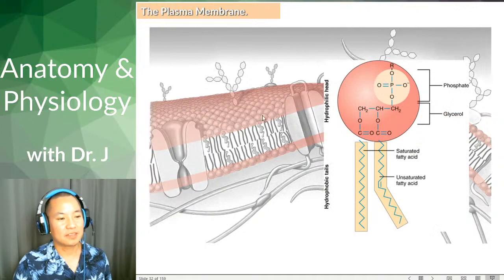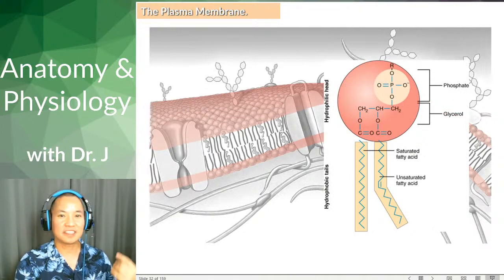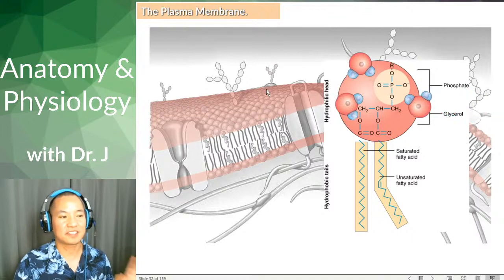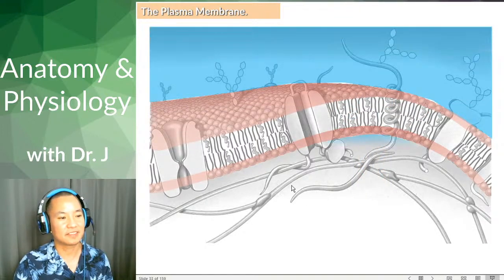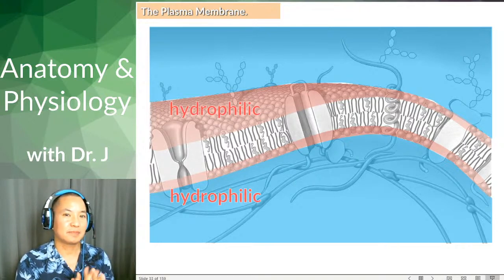So again, the hydrophilic heads like to go toward the areas that have water. Water likes any sort of positive or negative attraction. So thanks to these slightly negatively charged phosphate groups, this is what allows water to grab onto that. The outside of your cells is water-based, and the inside of your cells is also water-based. So this is why you have these phospholipid heads pointing toward the outside and inside of your cells.